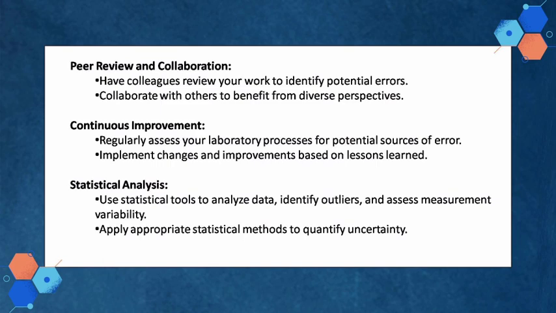12th, peer review and collaboration. Have colleagues review your work to identify potential errors. Collaborate with others to benefit from diverse perspectives. 13th, continuous improvement. Regularly assess your laboratory processes for potential sources of error. Implement changes and improvements based on lessons learned. 14th, statistical analysis. Use statistical tools to analyze data, identify outliers, and assess measurement variability. Apply appropriate statistical methods to quantify uncertainty.